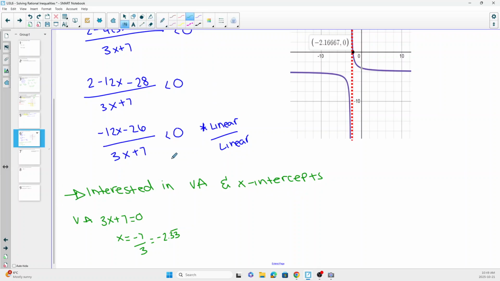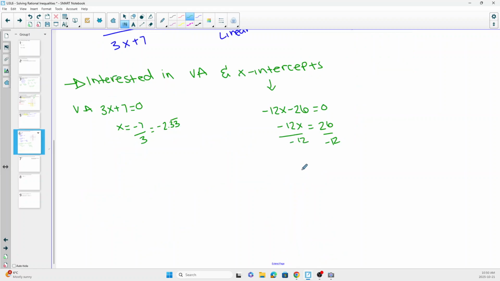X-intercepts happen when the numerator becomes 0. 0 divided by anything is just equal to 0. So if we can figure out when negative 12x minus 26 equals 0, we can figure out our x-intercepts. So we have negative 12x is equal to positive 26, and we divide by negative 12 on both sides, and we end up with x is equal to positive 26 over negative 12.